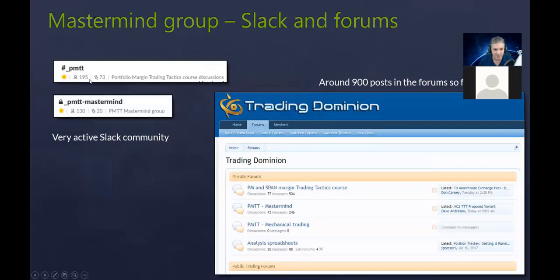So you can see here the people that are in the PMTT channel in Slack is roughly about 200. Now it's about 210, I think. But you can see that quite a decent portion of those people are also now in the mastermind. Okay, and that's definitely the most active in there. And you will also get access to private forums. If you buy the course, you'll basically get this thing here, but if you then join the mastermind, you'll get access to this one there. But you can see that if you look at all of these, it's roughly about 900 posts in the forums.